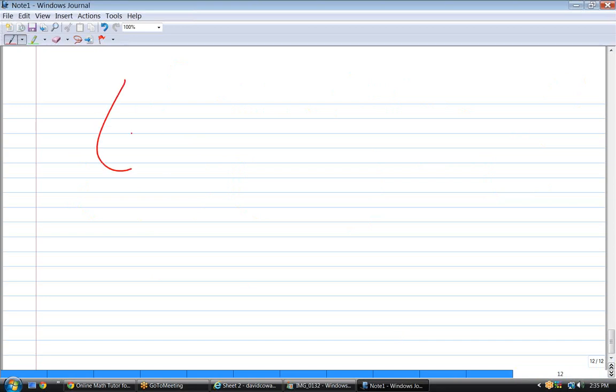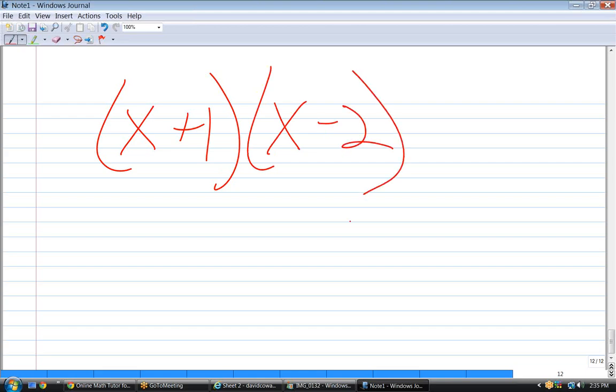I was thinking about this earlier. The way to teach this to students is to go the other direction. If I multiply these two things together, what is my constant at the end? In other words, I get x squared minus plus x minus 2x, so that's minus x, and then finally I have a number as my very last term. What's the sign on that number?